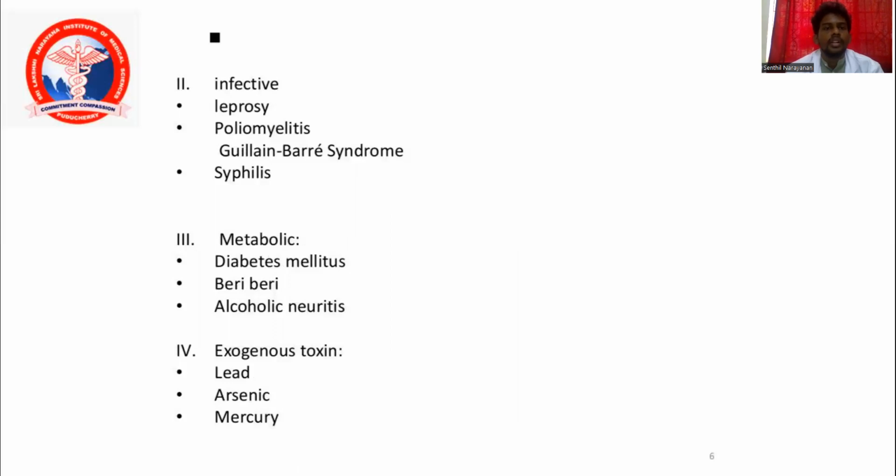The infective causes are leprosy, poliomyelitis, Guillain-Barré syndrome, and syphilis. Metabolic causes are diabetes mellitus, beriberi, and alcoholic neuritis, and exogenous toxins, namely lead, arsenic, and mercury, can lead to foot drop.